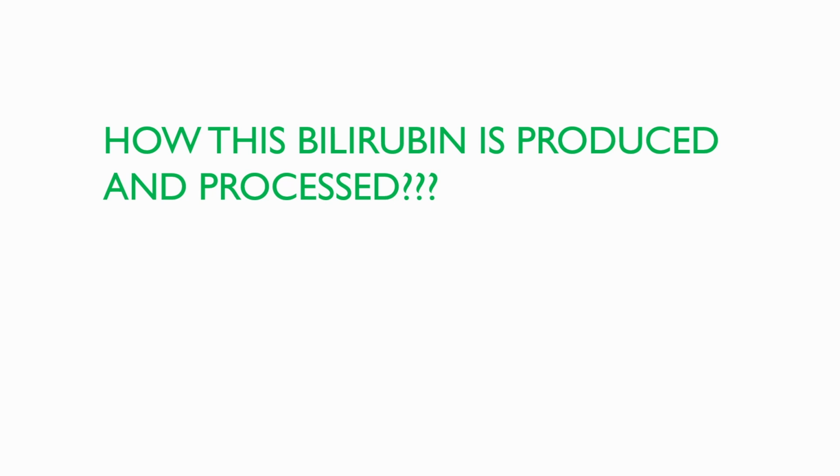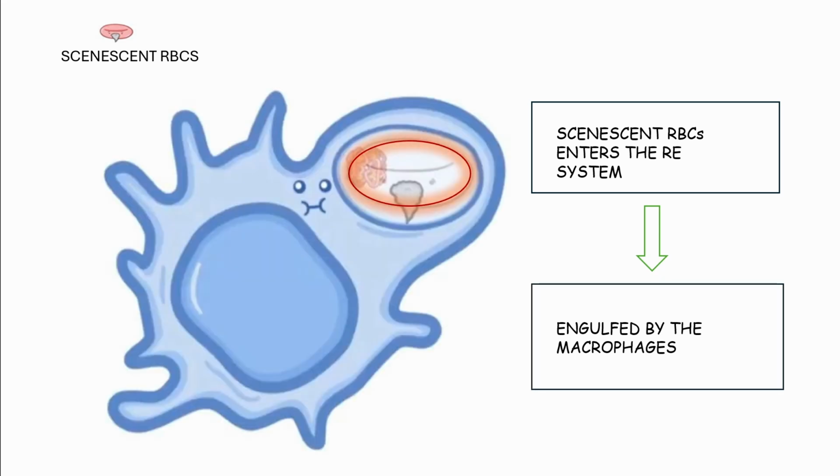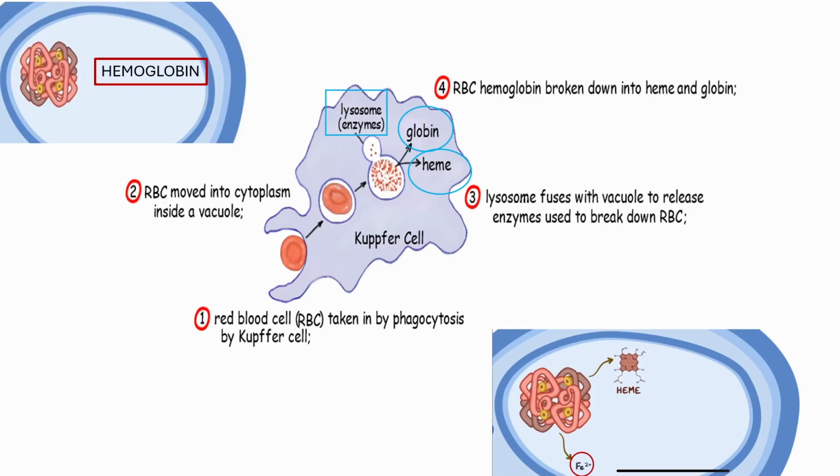Now let us look into bilirubin production and metabolism. Let us consider a senescent RBC. A senescent RBC is nothing but an old RBC which has completed the lifespan of 120 days. Once this senescent RBC enters the reticuloendothelial system, it is engulfed by the macrophages there. This is a pictorial representation of an RBC being engulfed by the macrophage. In the macrophage, the engulfed RBCs are broken down by the lysosomal enzymes.